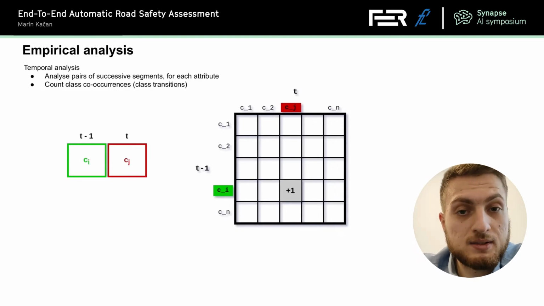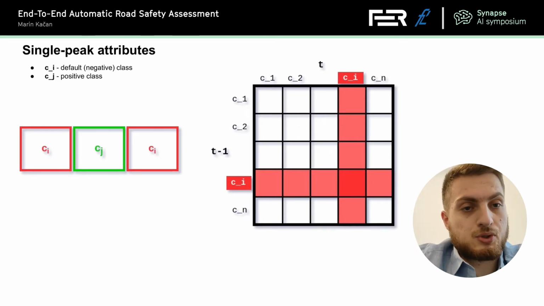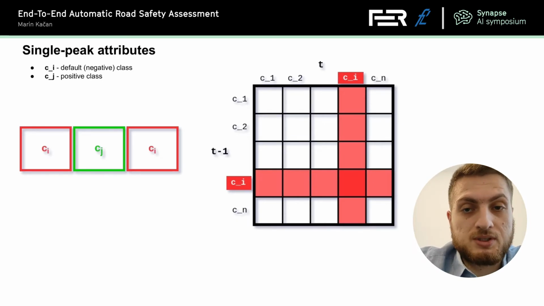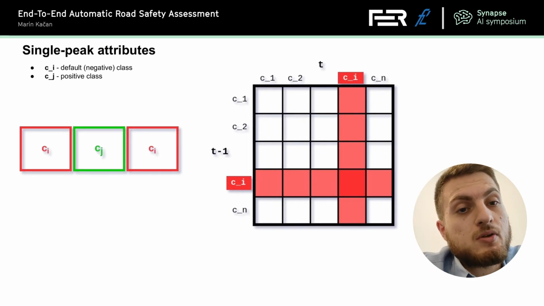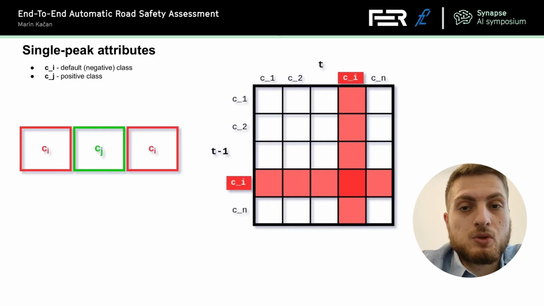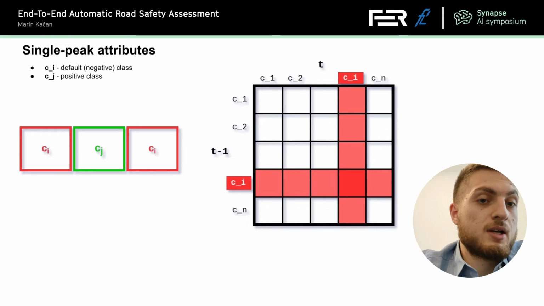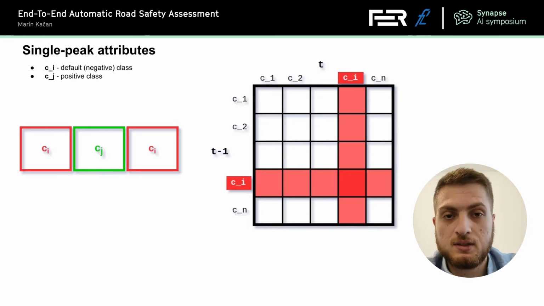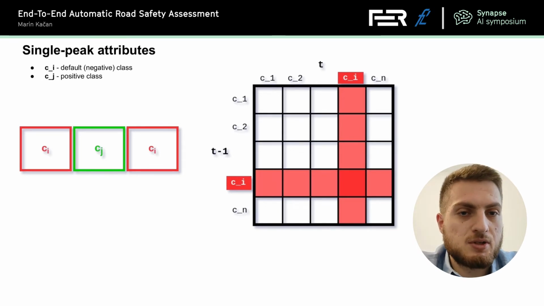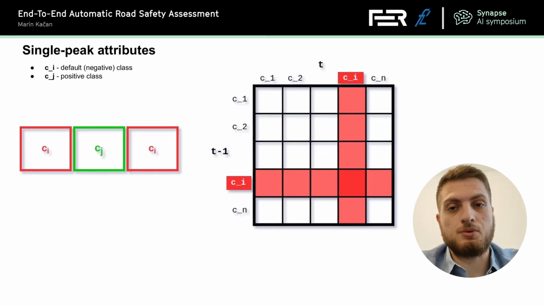Now, before we construct these matrices, let us think about these matrices for those two specific types of attributes that we described. So for single peak attributes, the ground truth matrix would only contain non-zero values in the row and column which correspond to the negative class, since the positive class is only ever annotated once per occurrence. So if the prediction matrix has values that are not on this row and column, that will be an indication that our model has failed to capture this annotation convention of such an attribute.